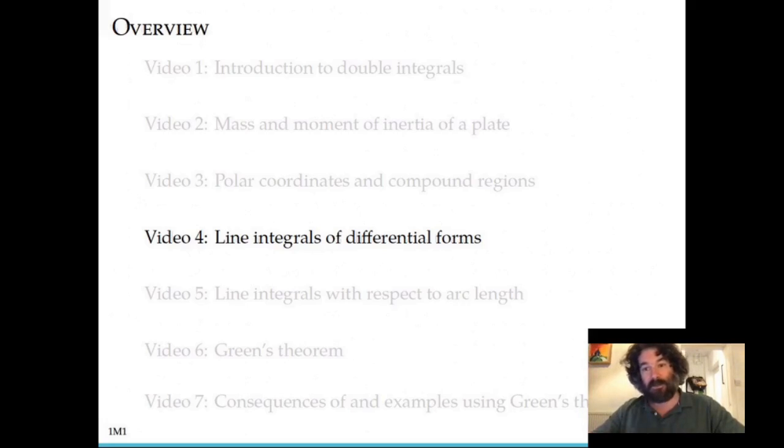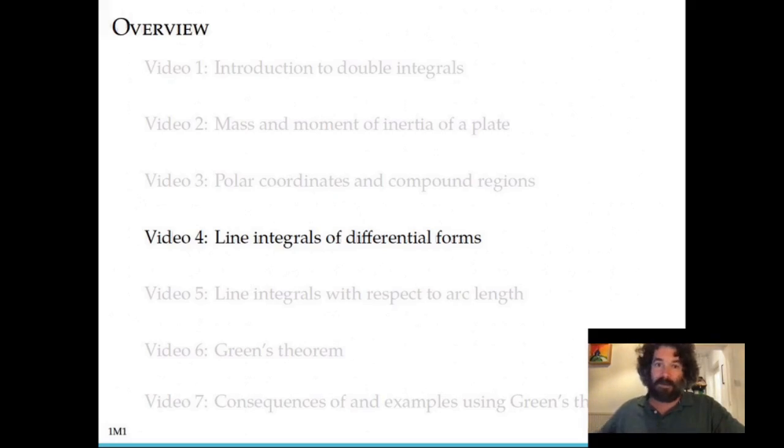We could also consider integrating along curves in more than 2 dimensions, but we're just going to focus on the 2-dimensional case, as with double integrals. And so there's 2 different kinds of line integrals that we will study. The first is line integrals of differential forms, which will be covered in this video. And the second is going to be line integrals with respect to arc length.